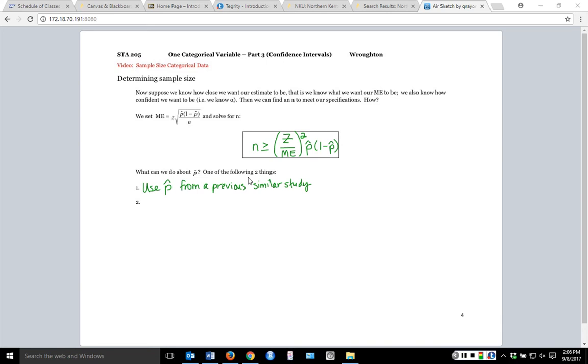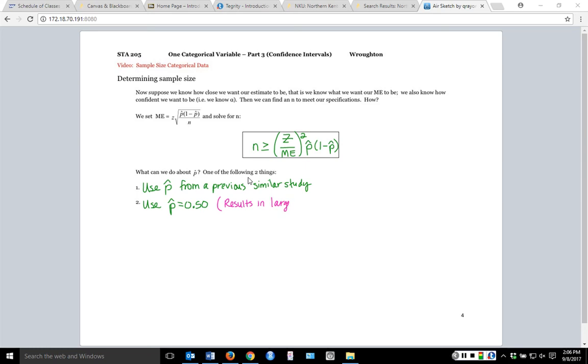Now there are, of course, some times that you're doing something brand new and you don't have a p hat from a previous similar study. So the other thing that we can do, if we don't have any idea of what p hat is, is we use a p hat of 0.5, or 50%. Now the reasoning we do this is it results in the largest possible sample size.